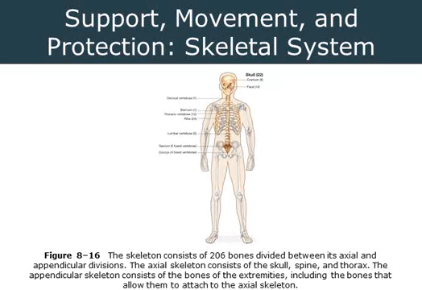Now, we typically will divide the skeleton into two major sections. We refer to the axial and the appendicular skeleton. I'll draw your attention to your textbook on page 168. On 168, they have outlined in color the difference between the two skeletons.